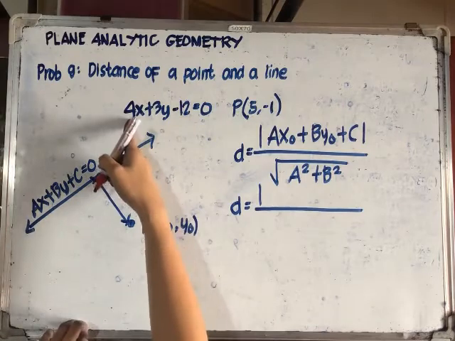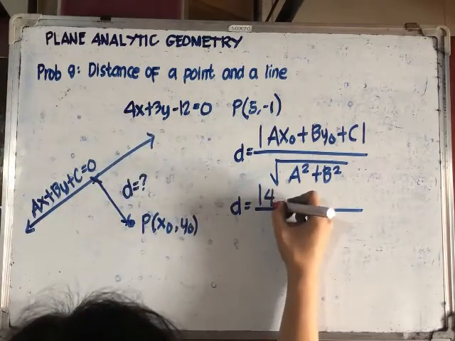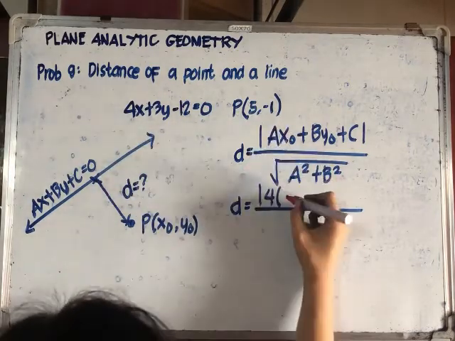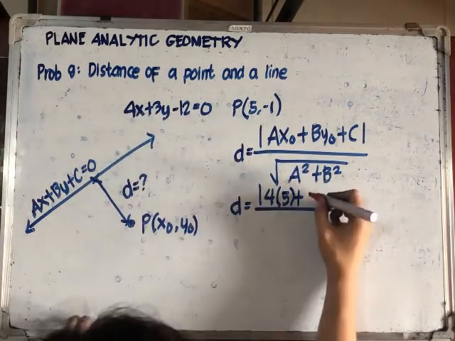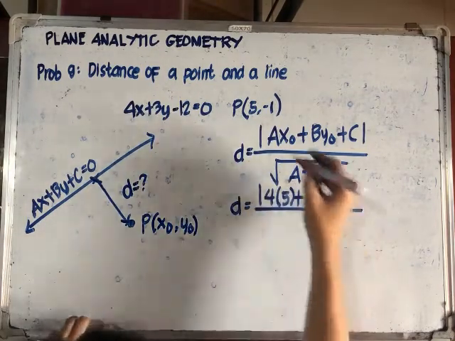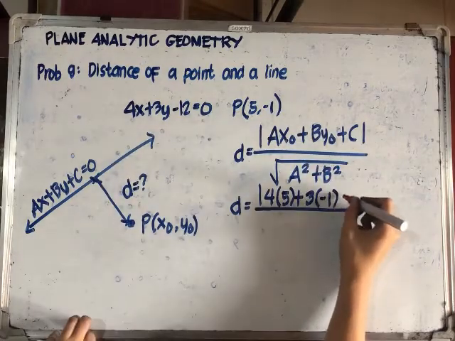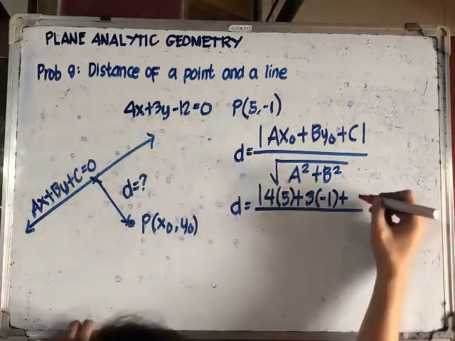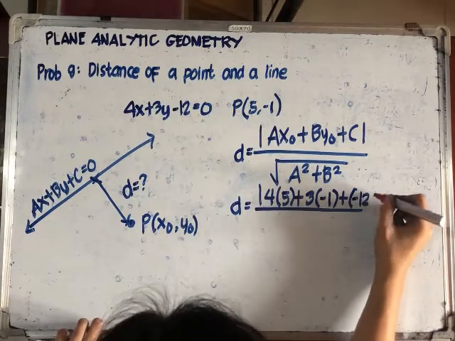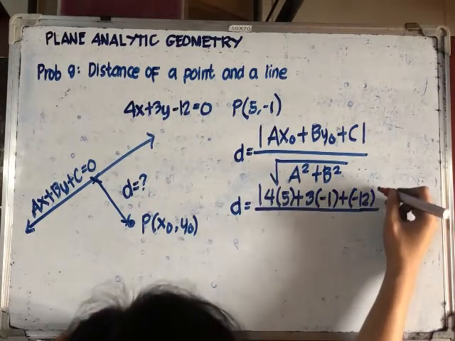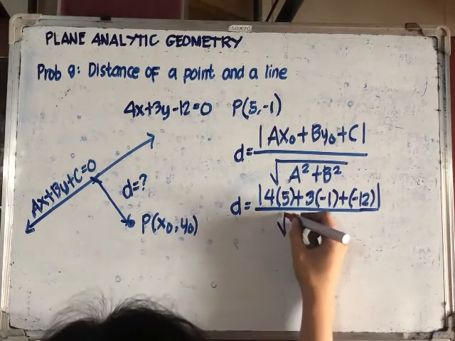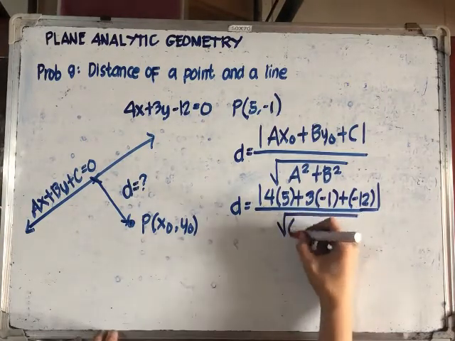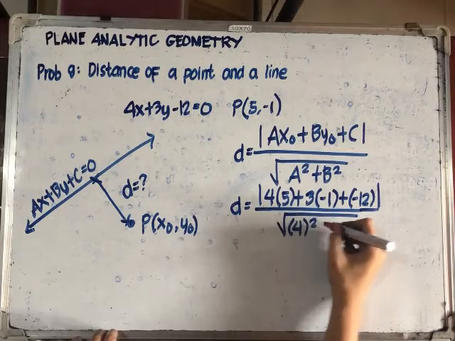A natin is 4. X sub o is 5. Plus b is 3. And y sub o is negative 1. And finally, our c is negative 12. Don't forget, be careful when you copy the numbers. Don't forget the sign. And this is the square root of a natin again, 4 squared plus 3, which is b squared.